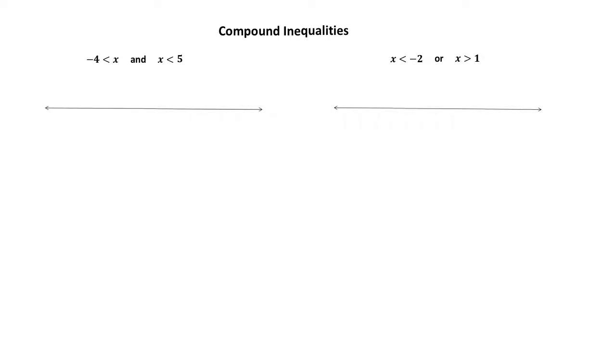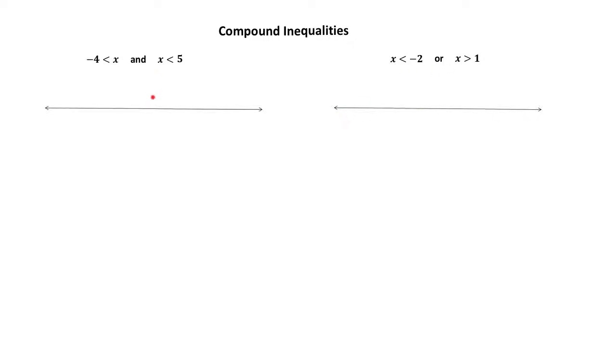A compound inequality is anything where you have two pieces separated by either an "and" or an "or". So there are only two possibilities when we talk about compound inequalities. There are two conditions that you can graph at once on a number line.